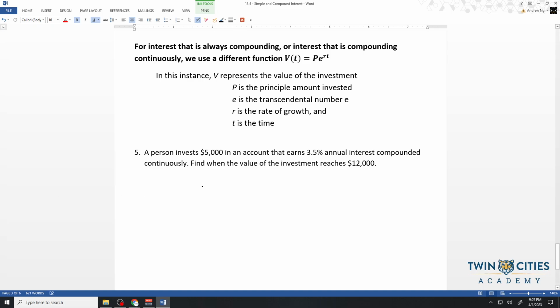So here we've got a person invests $5,000 in an account that earns 3.5% annual interest compounded continuously. And that's the key word. Anytime you see continuously, you know that you have to use this function right here. Find when the value of the investment reaches $12,000. All right, so the few things we need. We need P, which is, again, similar to A. That's how much we start with. P in this case is 5,000.